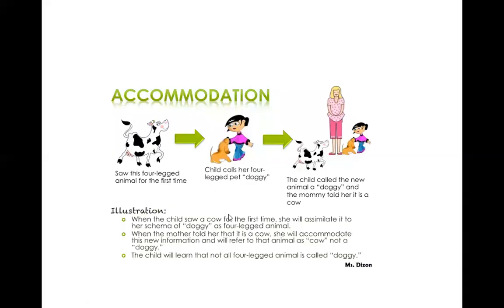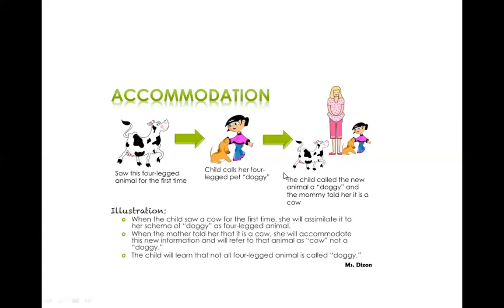Here I have taken a very simple example. Here is a child. The child calls her four-legged pet, which is in the home of a girl, doggy. Suppose she sees a cow. This is a four-legged animal, but the girl has never seen a cow before. What will she think in her mind? Maybe she will take this cow as a doggy. She will start shouting, doggy, doggy.